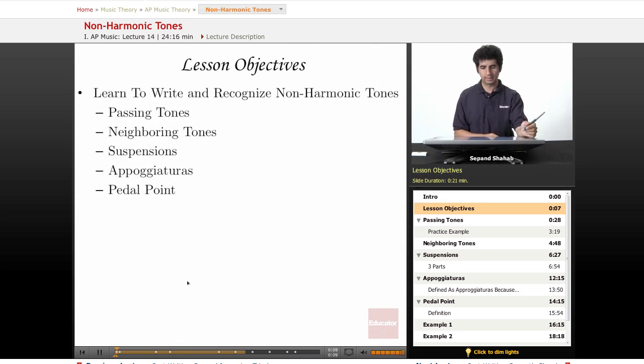So the objectives for this lesson, we're going to learn how to write and recognize non-harmonic tones. We're going to look at different ones such as passing tones and then neighboring tones, and then we're going to see suspensions, appoggiaturas, and then finally the pedal point.